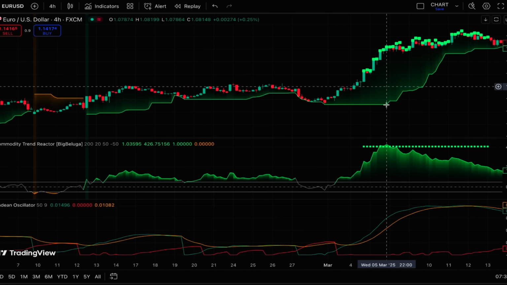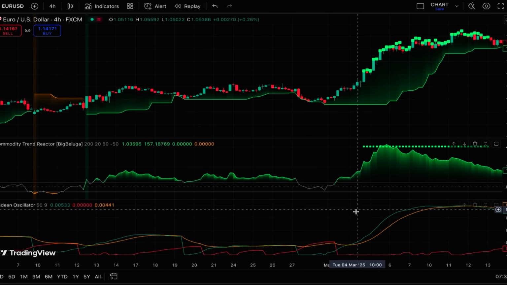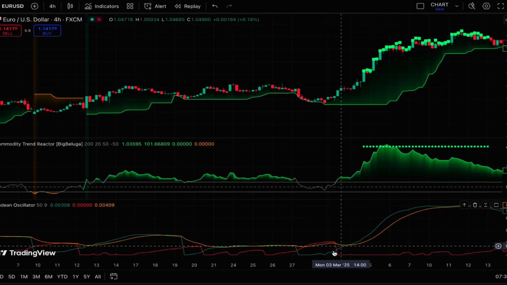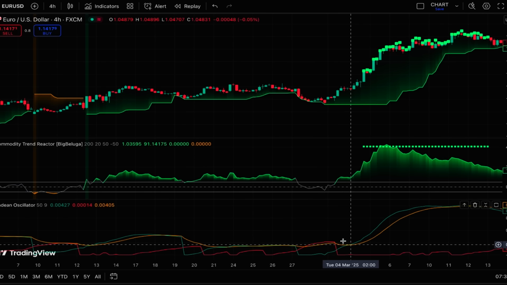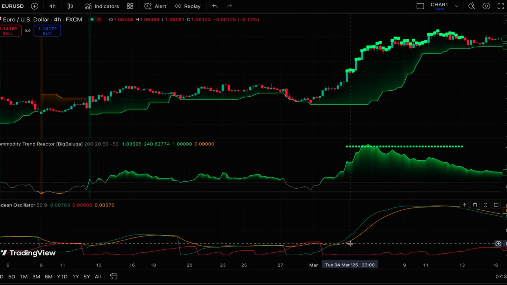Alright, so when this indicator is green, here in Andean oscillator, we look for the times that the green line crosses above the red line, and then after that crosses above the orange line, like exactly what happened here. We don't take signals like here.